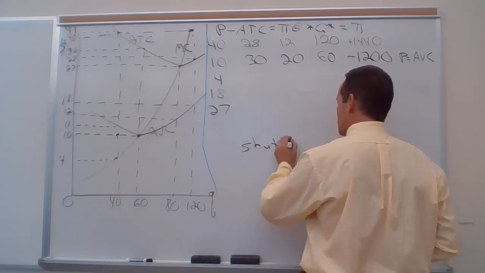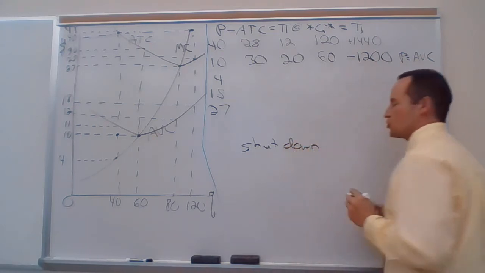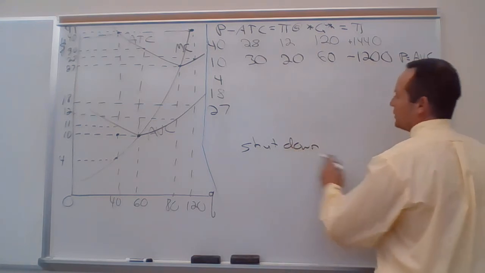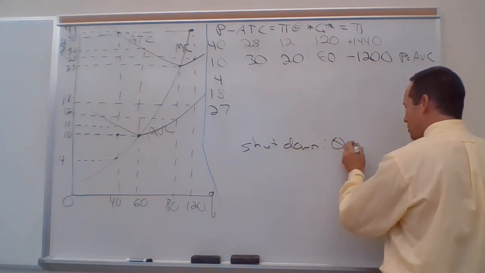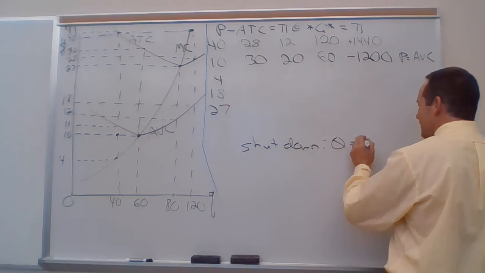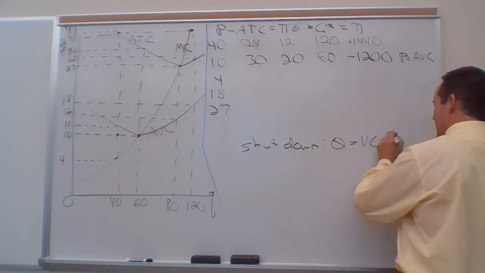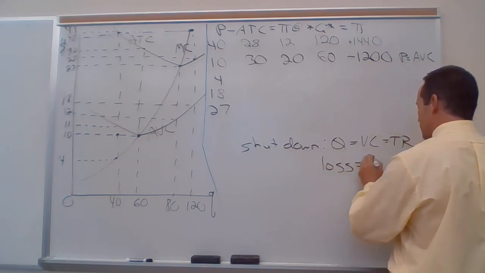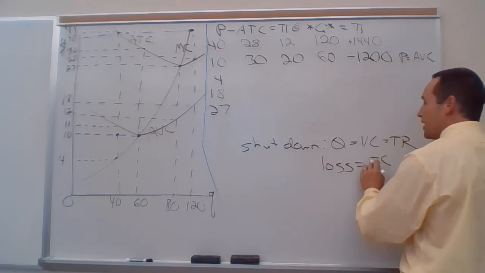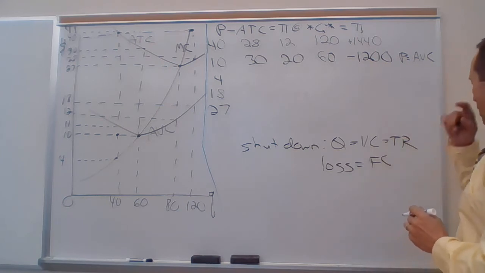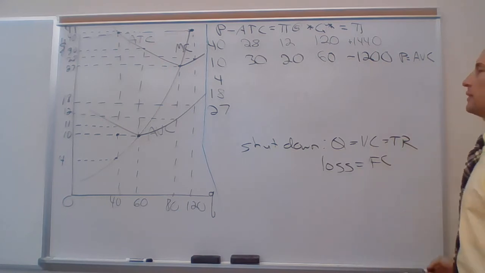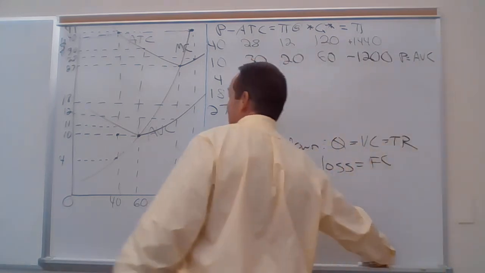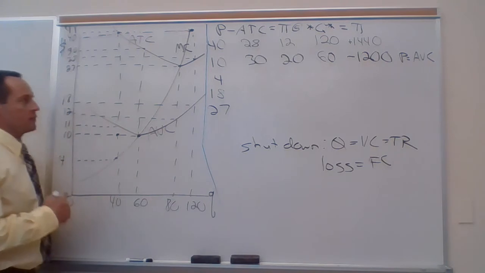So I'll write that here. If I shut down, which is always an option, in the short run, I can do nothing about my fixed costs, but I can shut down, and when I shut down, 0 equals my variable cost and my total revenue. My loss will equal fixed cost. So I am never going to operate at a loss greater than fixed cost. Okay, let's put that to the test. Let's say price falls even further, down to $4. Look what's happening at $4.